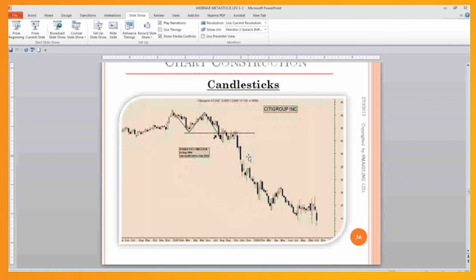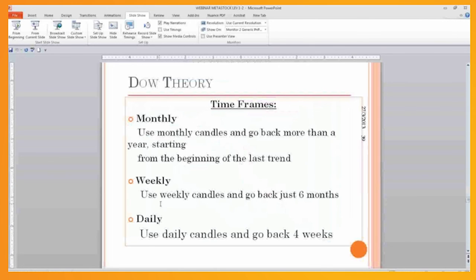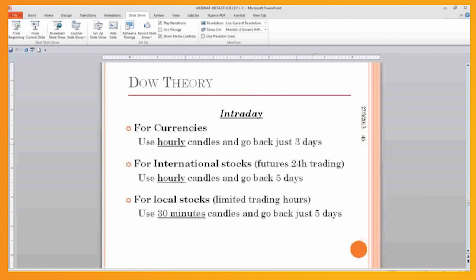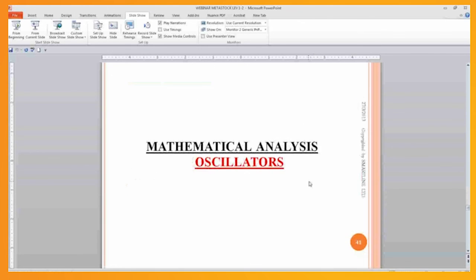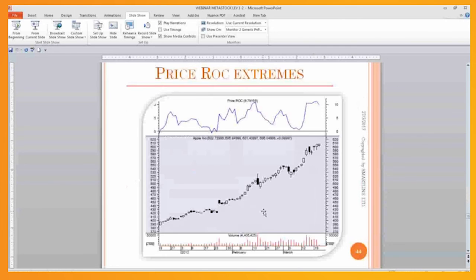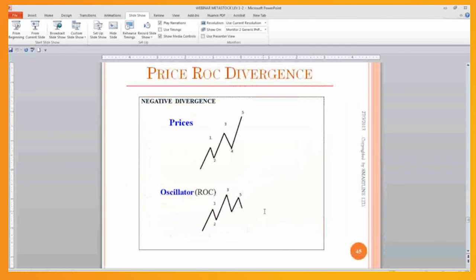So again, for the correct time frame, we are using the weekly and we go back 6 months. On the daily, go only 4 weeks and you check if there is a trend. Then for the hourly, we use 3 days. If you are using stocks, then it's good if you see the hourly for the last 5 days if you have a trend. So again, the ROC is a very simple oscillator, but it's a pure momentum oscillator.